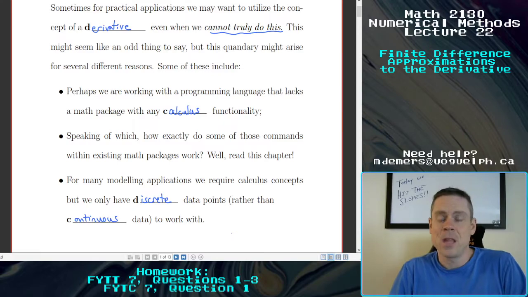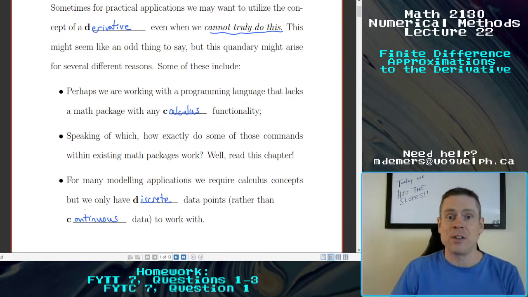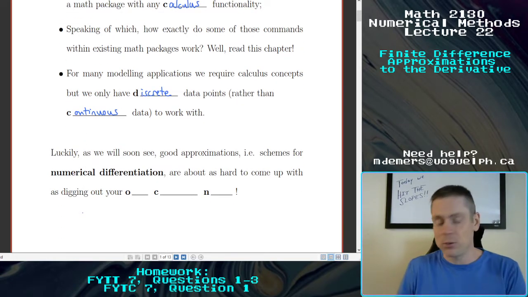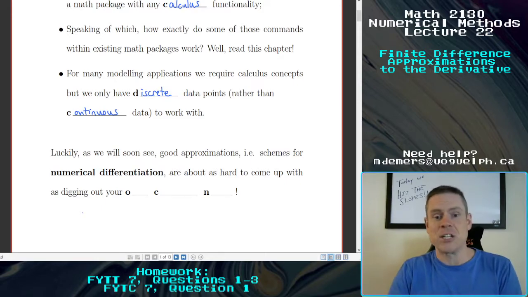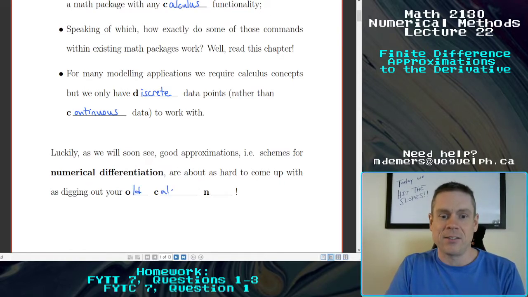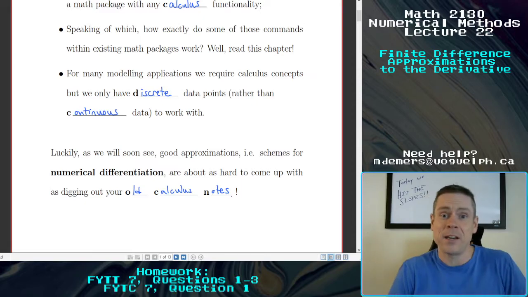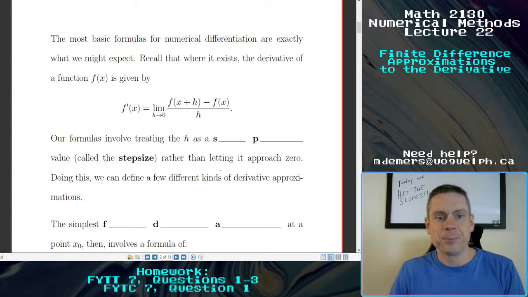Something like that. So there are a few different simple reasons why we might be interested in a topic of approximating derivatives or using these schemes for what we call numerical differentiation. These schemes are about as hard to come up with as digging out your old calculus notes because they really aren't that tough. They will look very, very familiar, and we're going to see what they look like in the next page. So let's jump to it.